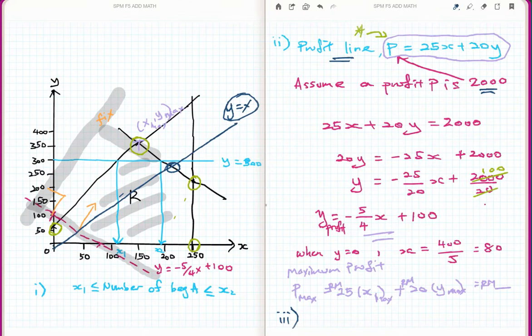Sketch it, and then you will be able to find out where it intersects. Or if you don't want to sketch the profit line, all you need to do is substitute with the vertex values. But sometimes it's rather hard because you have 1, 2, 3, 4 points, sometimes up to 5 points. Then the substitution part is rather hard. I mean, it will be time consuming. You don't have that much time.